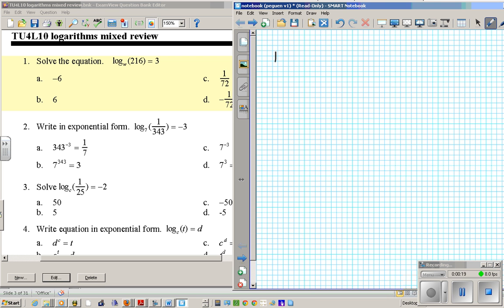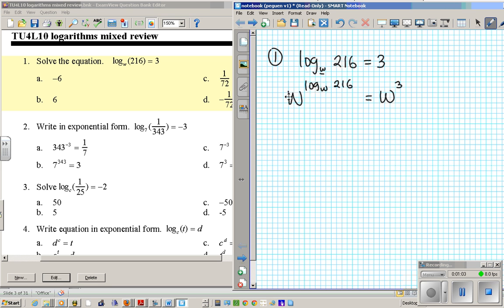We have to solve the equation log base w of 216 equals 3. So, let's see. Since the base is w, we're going to exponentiate both sides using w as the base. So we'll put a big W on the left equals a big W on the right. Okay? And then this is going to be w to the power log base w of 216 equals w to the third.